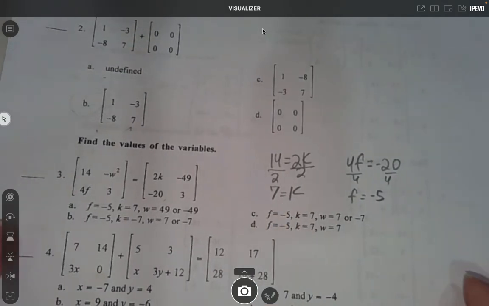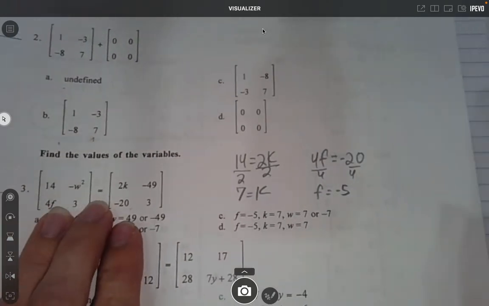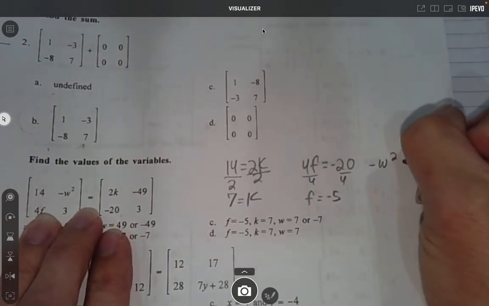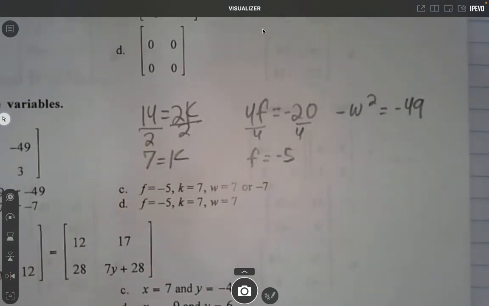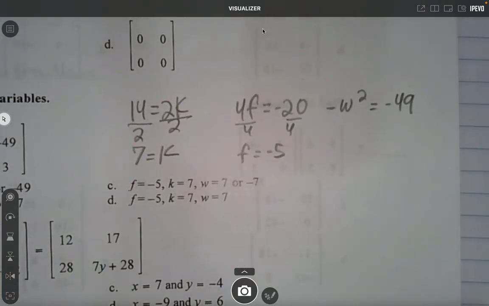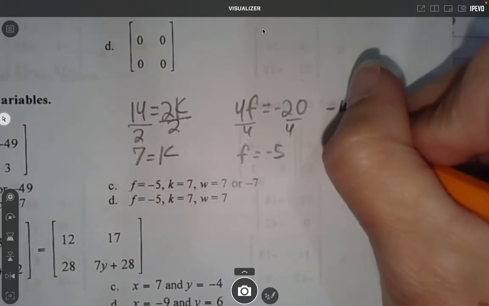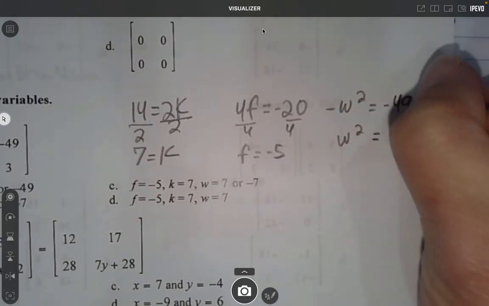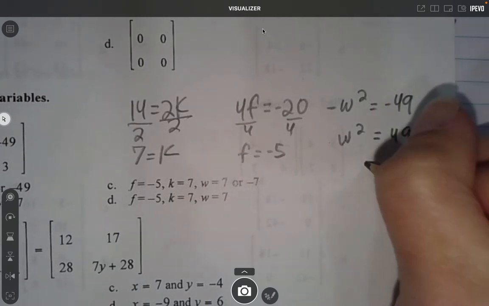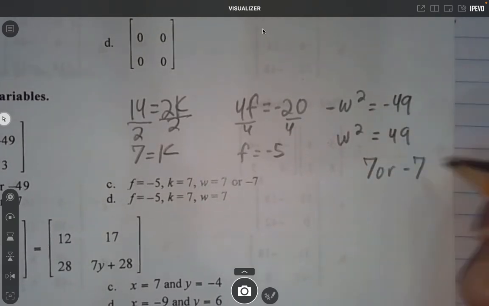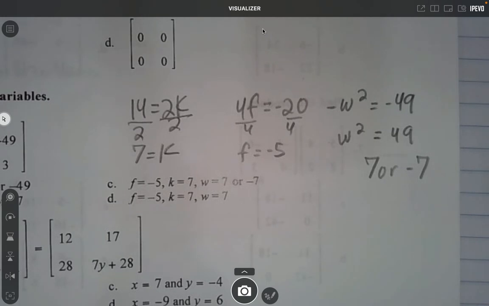Now this is a trick. So the negative W squared equals -49. Okay, the first thing I'm going to do is divide them both by a negative, right? So I would get W squared equals 49. You can actually get 2 answers on this one. Does everybody understand that? What can you square to get 49? 7 or -7. That's right. Because they'll both multiply and get you 49. Okay.